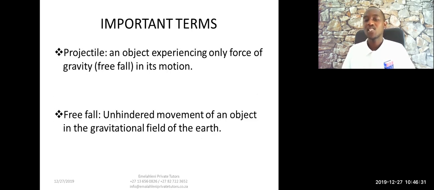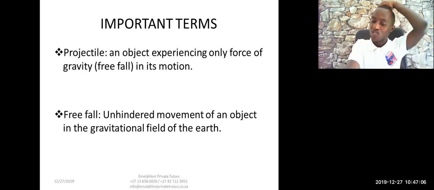Now, what is a projectile? A projectile is an object that is thrown into the air, and it experiences only the force of gravity. So the only force that the object experiences is the gravitational force. Another thing, free fall: free fall is the unhindered movement of an object in the gravitational field of the Earth. So a projectile does experience free fall, because there is no other effect there.